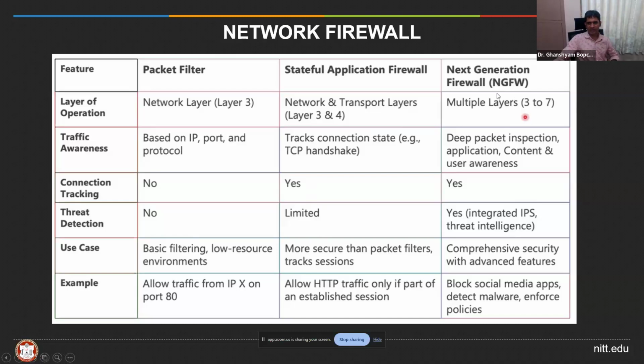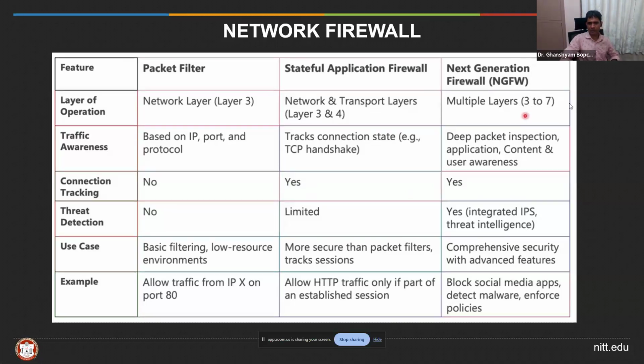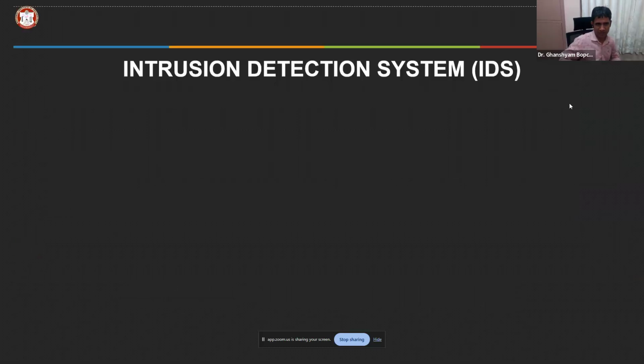When you talk about the next generation firewall, it works from layer 3 to layer 7. So from the network layer up to the application layer, you can have everything, and you can do deep packet inspection. You can monitor the content if it is not encrypted. And it will have an integrated intrusion prevention system and threat intelligence system also. So firewall is a category, and next generation firewall is one of them. Sometimes it acts as an intrusion detection and prevention system also, but that is not our objective. We are going to study the intrusion detection system separately.